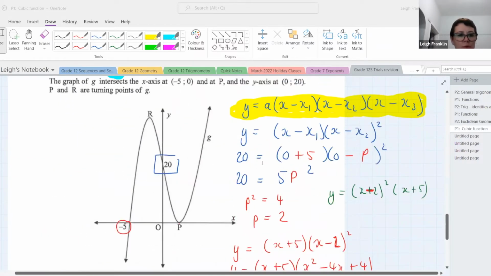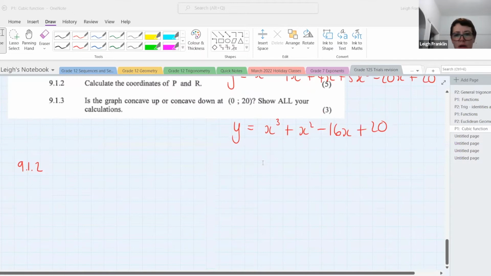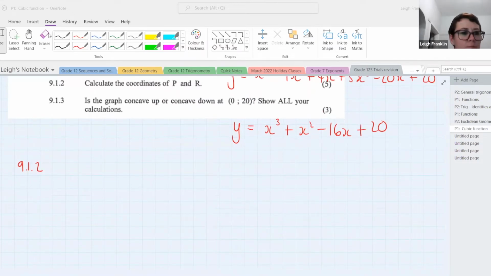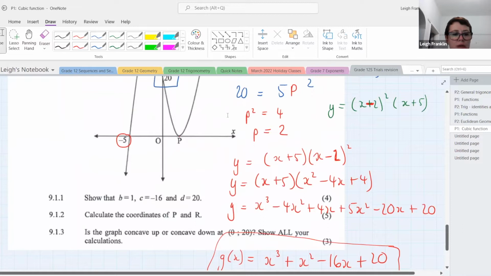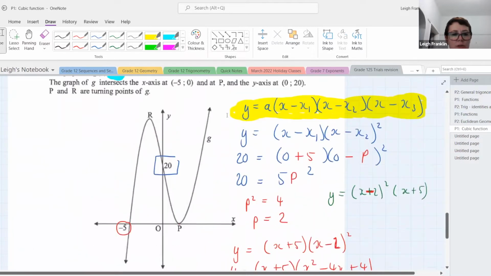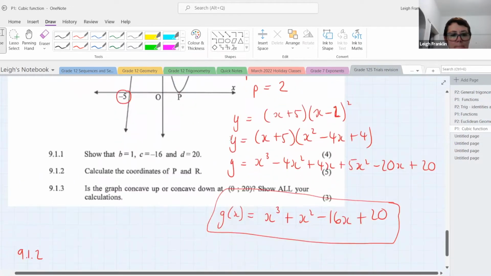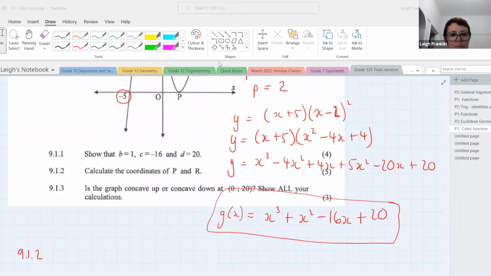And remember, we're working with the graph of g of x. Okay, g of x. Only information you need over here, Kaiser, is this. Okay, so we're calculating the coordinates of P and R. It's the second question. And there's P and R on the graph, okay? No problem.